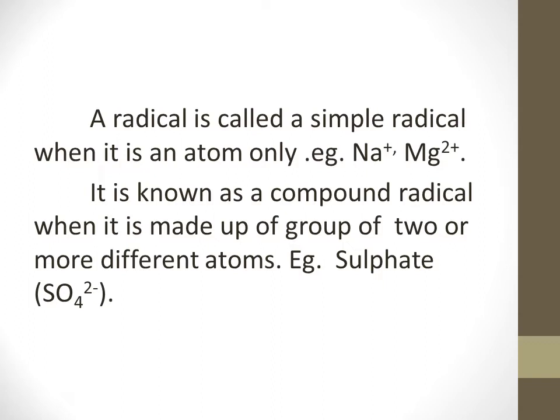We have another example, carbonate. Carbonate is represented as CO3 2-, formed of one carbon atom and three oxygen atoms. We have the ammonium radical, NH4+, one nitrogen and four hydrogen. Phosphate radical, PO4 3-. All these are examples of compound radicals because they are made up of a group of two or more different atoms.